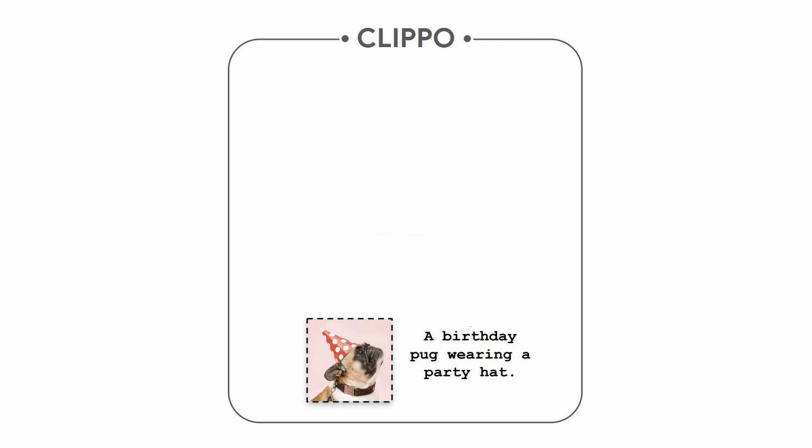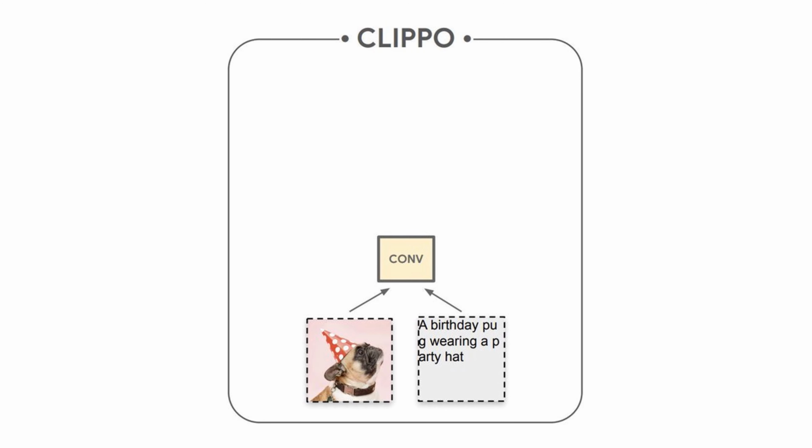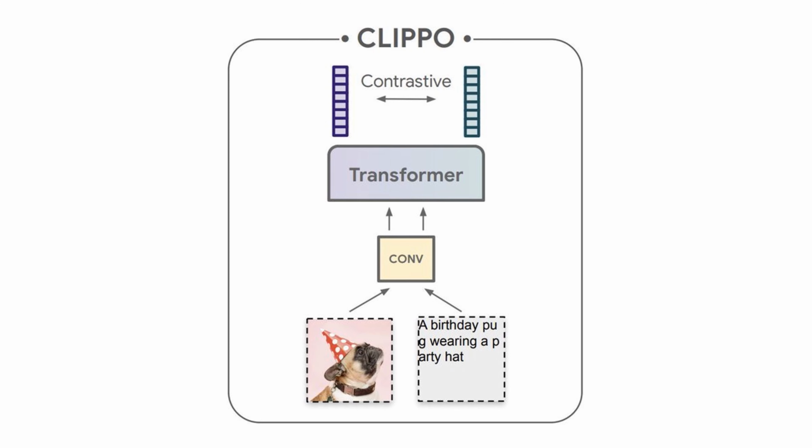So how does it work? Given an image and text sequence, first render the text into an image using the Google Noto font family. Then the two images go through the same convolution layer kernel before feeding into a Vision Transformer model. The model is trained jointly using image-text contrastive learning.